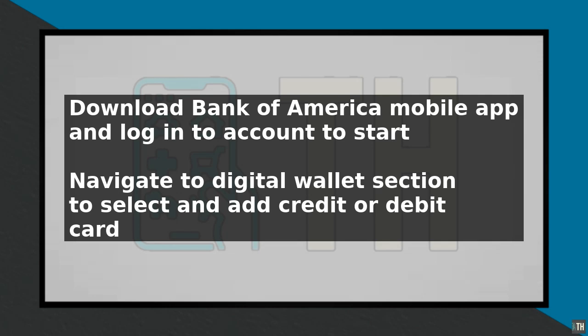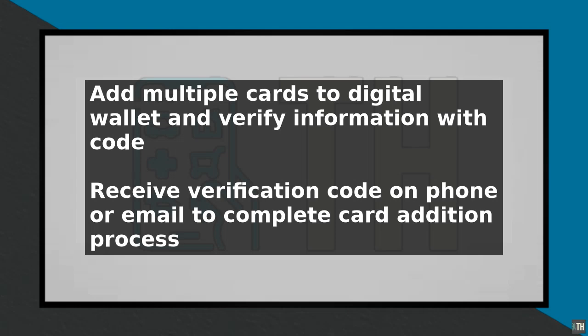To make an online payment, select the Bank of America Digital Wallet as your payment method at checkout. You will be redirected to the Bank of America website, where you can select the card you want to use and complete the payment. To make an in-app payment, open the app and select the Bank of America Digital Wallet as your payment method. You will be prompted to authenticate the transaction using your fingerprint, Face ID, or passcode.